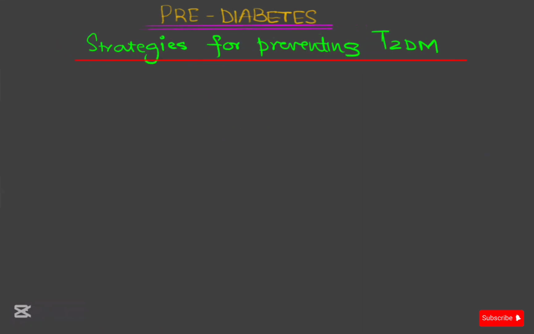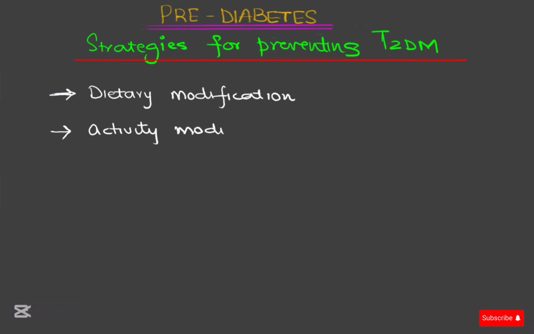Now let's conclude this topic by talking a little about the strategies for preventing type 2 diabetes mellitus. Although currently there are no strategies that are 100% effective in preventing type 2 diabetes mellitus, focused interventions have delayed or reduced the prevalence of microvascular complications. These focused interventions include dietary modifications, activity modifications like being active and performing at least 150 minutes of aerobic activity per week, and some medications like metformin.